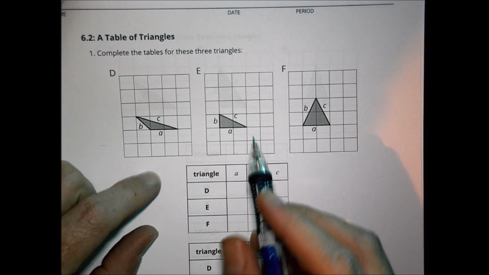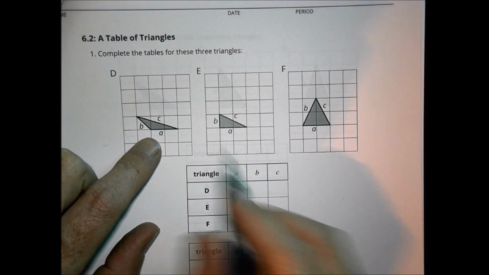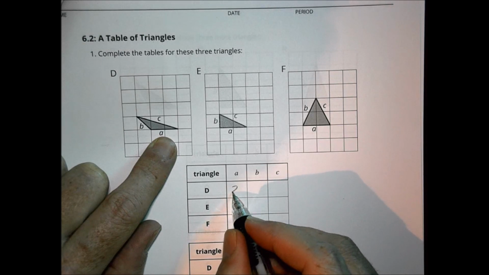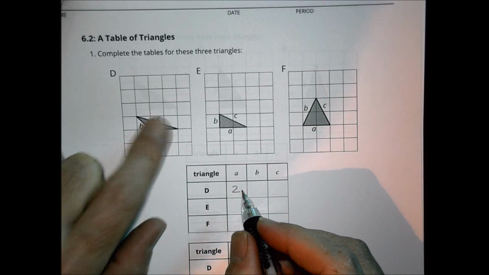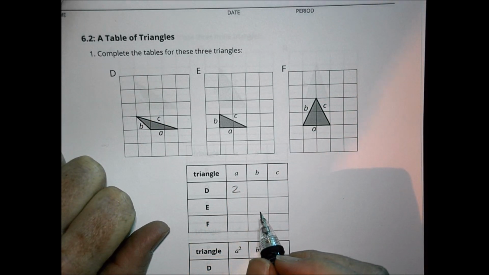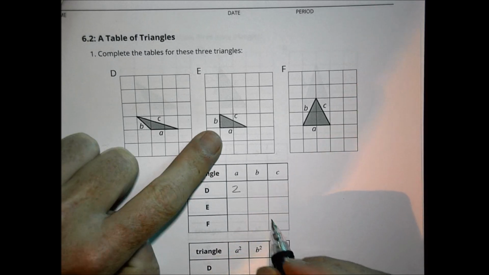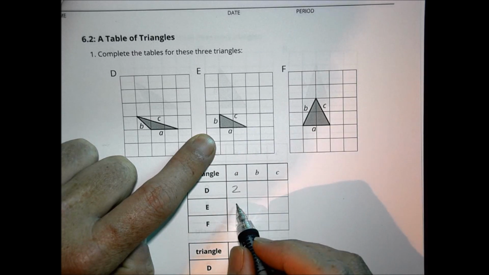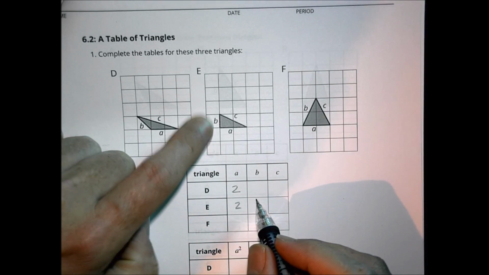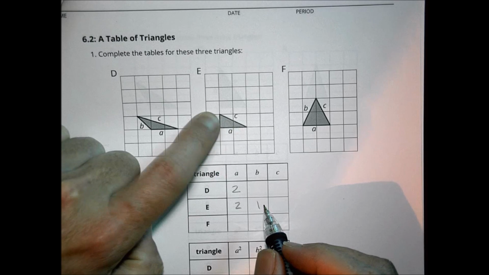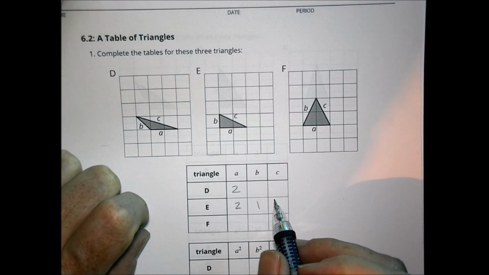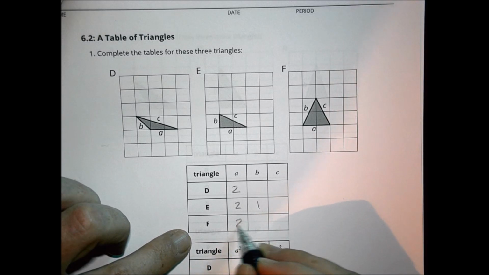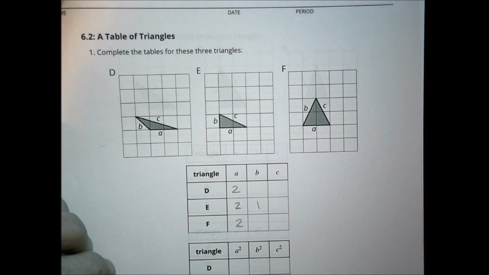Alright, so when I look at triangle D, for example, I can tell you that the length for A is going to be 2. That's pretty straightforward there. But B and C, I'm going to have to do a little work to figure that one out, aren't I? Let's come back to it. When I look at E, I know that A is sitting here again at a length of 2. B is sitting here at a length of 1. And C is another diagonal. I'll have to come back and figure that one out. For F, I have A has a length of 2. But the other ones I just can't quite figure out.